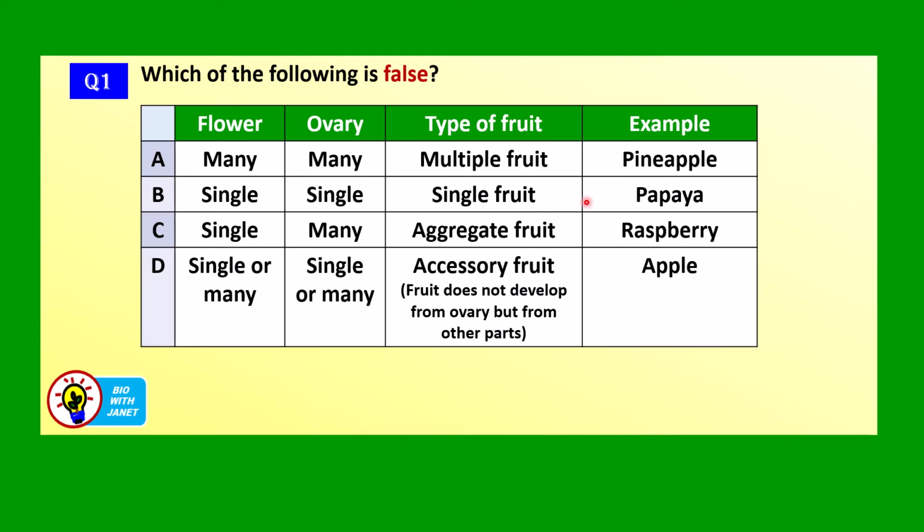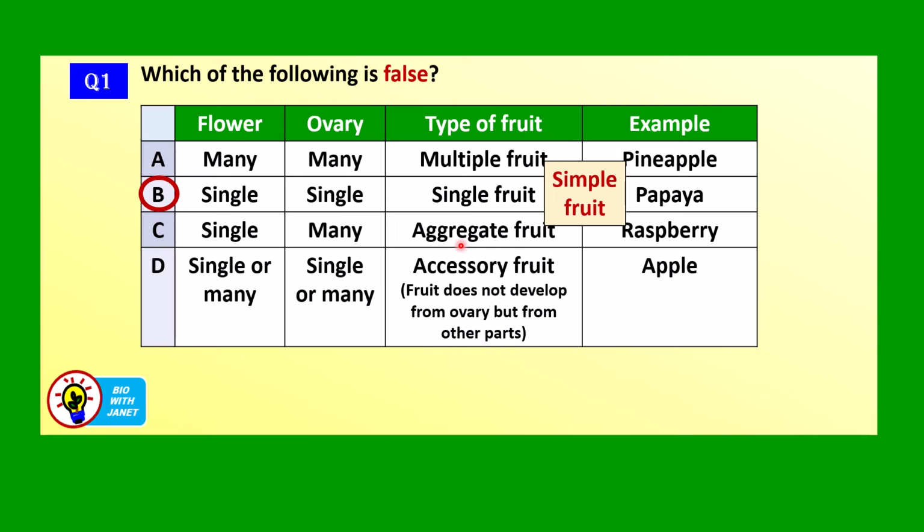Now let's look at B. A single fruit develops from a single ovary in a single flower. Example is papaya. Is that correct? Something is wrong with the terms here. The terminology is wrong. So what is the wrong term? Yes, it should not be single fruit. It should be simple fruit. So this is the answer. This statement of fact is wrong. Simple fruit, not single fruit.